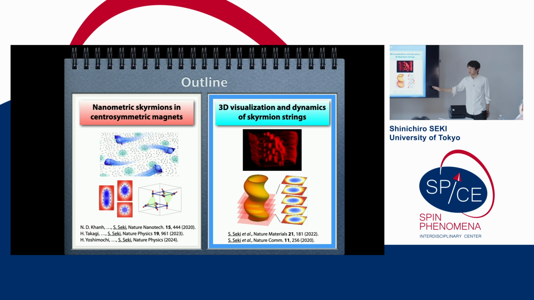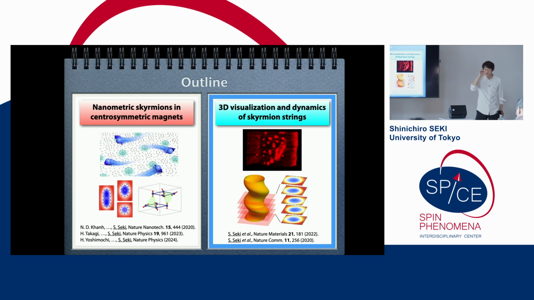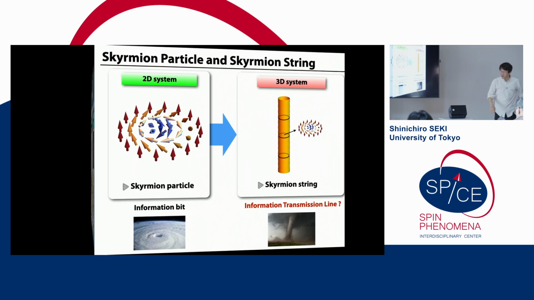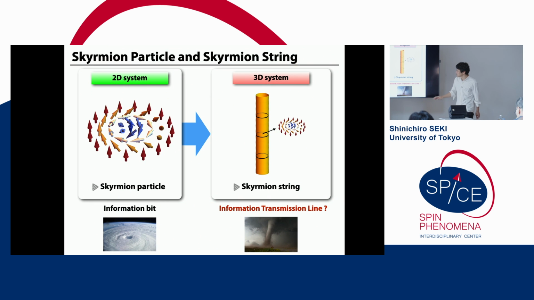And then let's move on to the second topic, about the skyrmion string in a three-dimensional system. As already discussed, in the two-dimensional system, the skyrmion has the character of a particle, and it is now intensively studied as a candidate for the information bit. On the other hand, in a real three-dimensional system, the skyrmion is expected to have the character of a string. This skyrmion string usually consists of a uniform stacking of two-dimensional skyrmions along the string direction. And we naively expect that this skyrmion string may be utilized as an information transmission line.